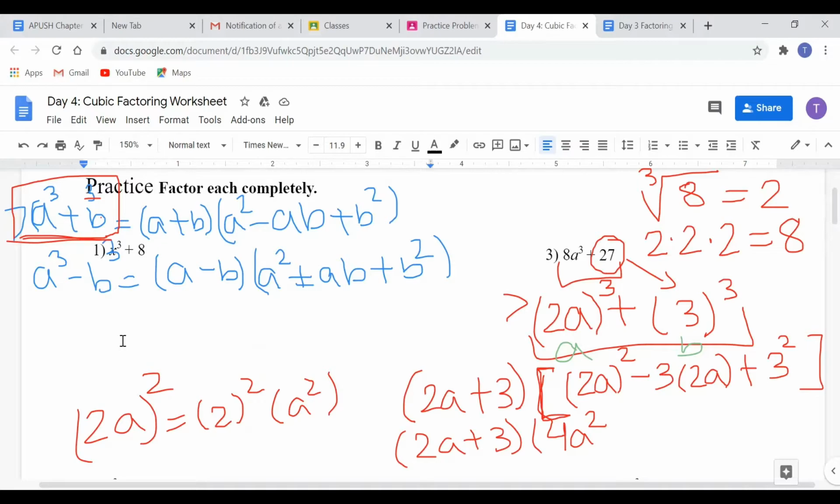It's 2A whole squared. So that's 2 squared times A squared. So I'm gonna rewrite that as 2 squared is 4, and A squared is just A squared. So that is how I got 4A squared from this. Okay, that is what I wrote in here. And now I have to simplify this part. Well, 3 times 2A is just 6A, and plus 3 squared is just 9. That is your final answer.